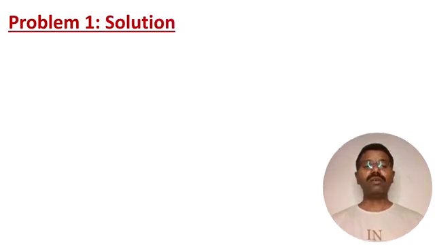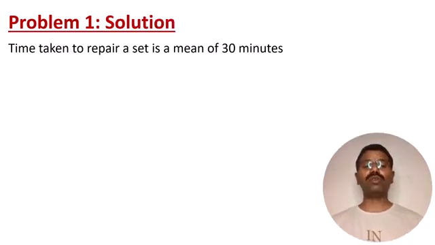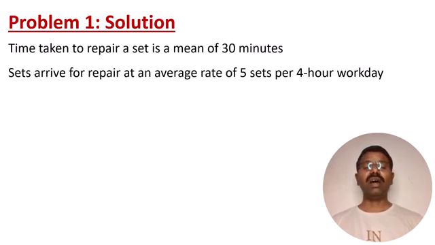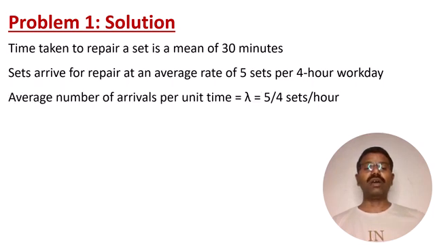So first of all, we need to see that the time taken to repair a set is a mean of 30 minutes, and the sets arrive for repair at an average rate of 5 sets per 4-hour work day. From these two, we can understand that the first thing is, the repair is nothing but the service he is doing.